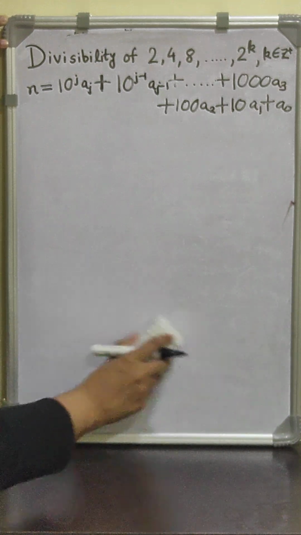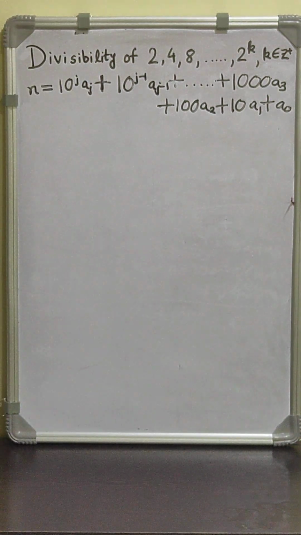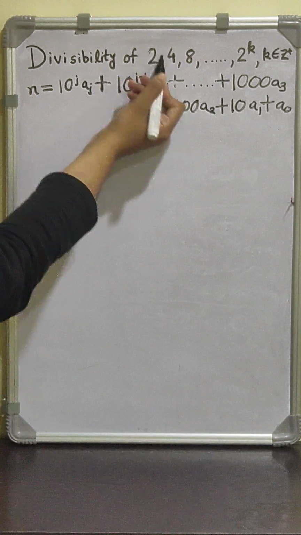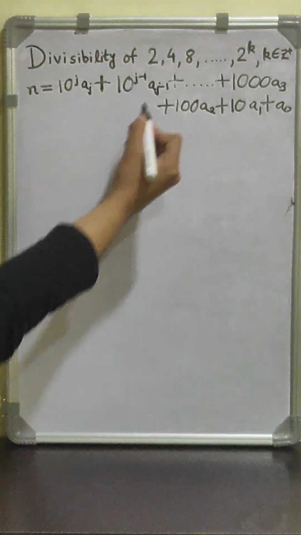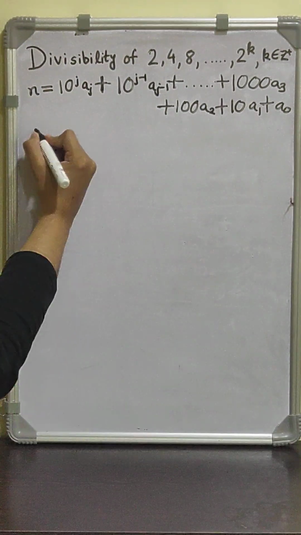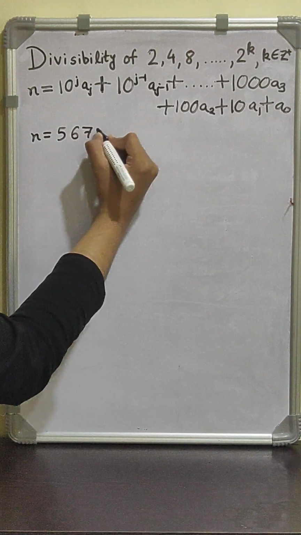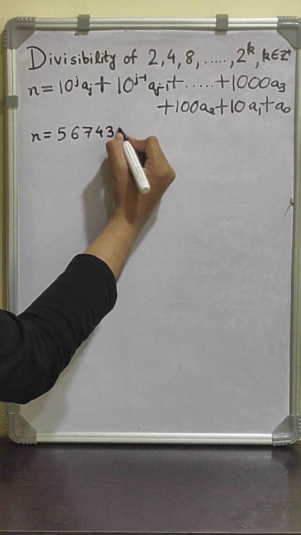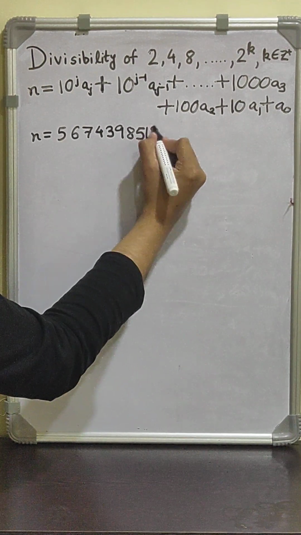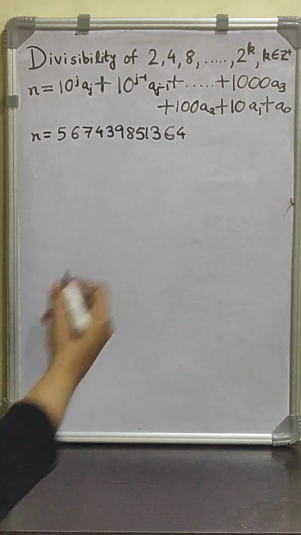Because you don't really use divisibility for small numbers where you can directly look at it, like 50, and say that hey, it's divisible by 2, it's not divisible by 4. You're probably looking at numbers like 50 million, 60 trillion. In such cases, if I take a real example of n like 5, 6, 7, 4, 3, 9, 8, 5, a really big number, this is a positive integer.